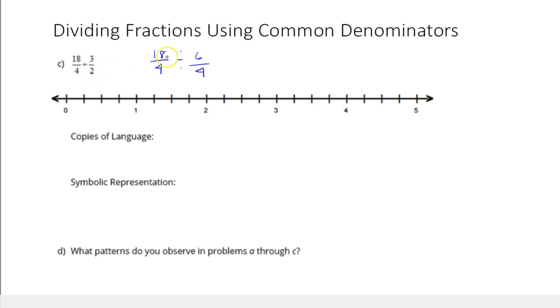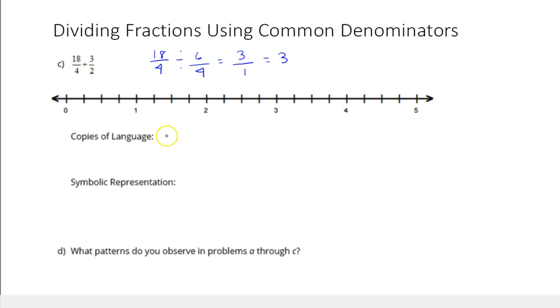This problem is equivalent to 8/4 divided by 6/4. So if our previous results hold, 18 divided by 6 is 3, 4 divided by 4 is 1. We should get a result of 3. Okay, so let's see what happens using the original numbers.